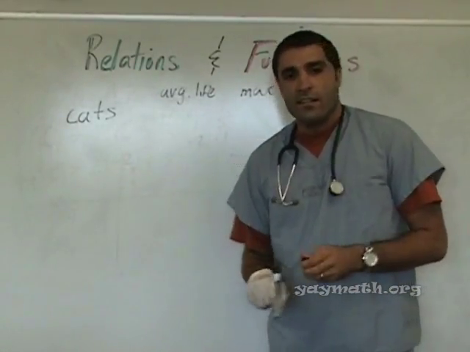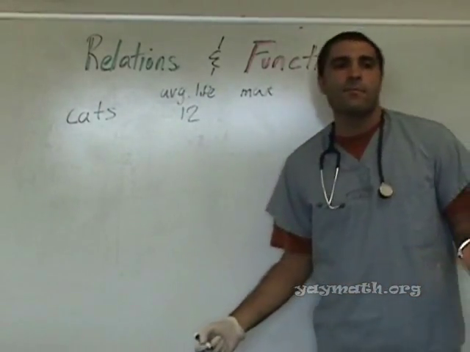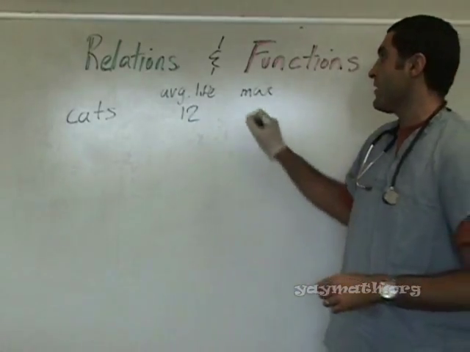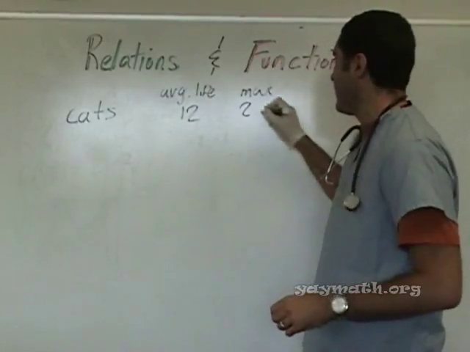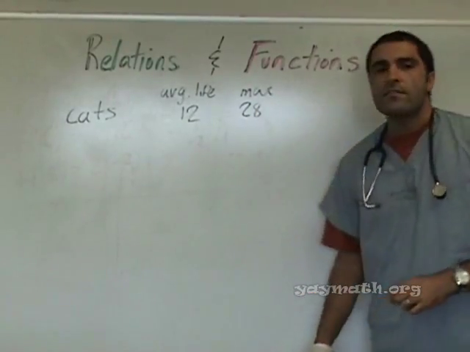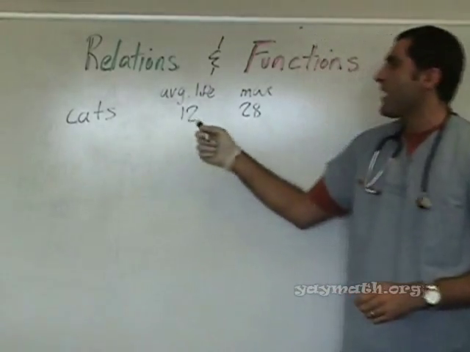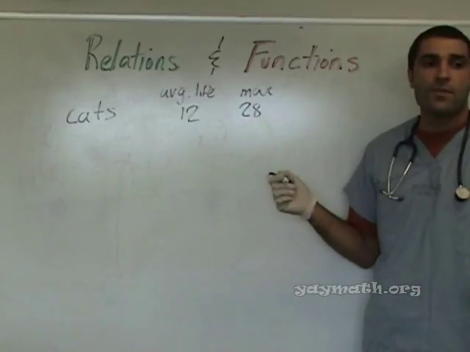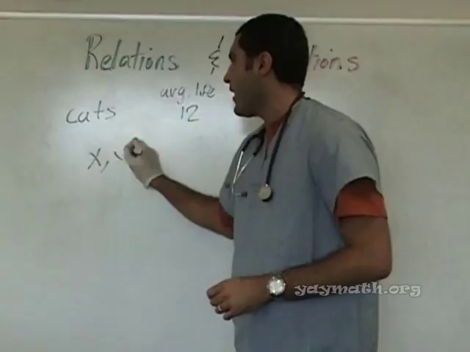Can anyone guess what the average life of a kitty cat is? 12 years. It is 12. That's good. And what is the maximum life of a kitty? 28, actually. Okay, so basically we're relating two pieces of information. For cats, the average life is this, and the maximum life is that. And we can relate other pieces of information, let's say X and Y.